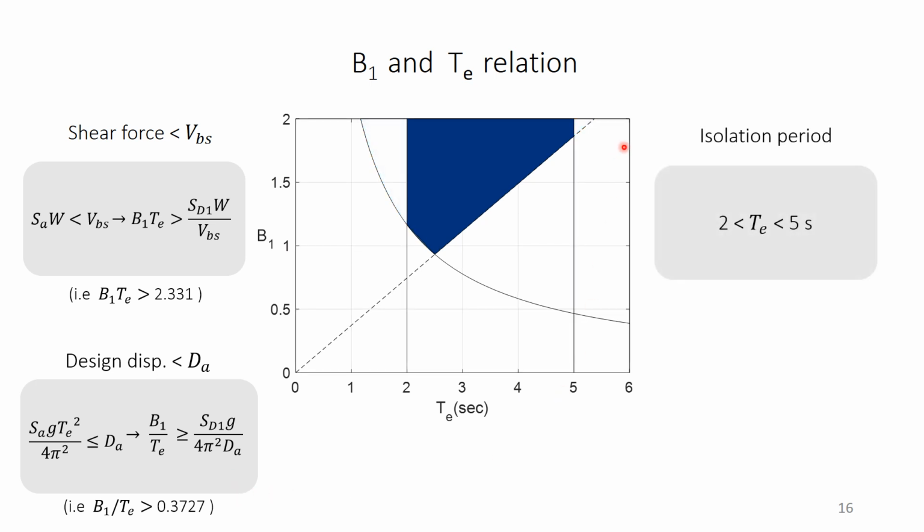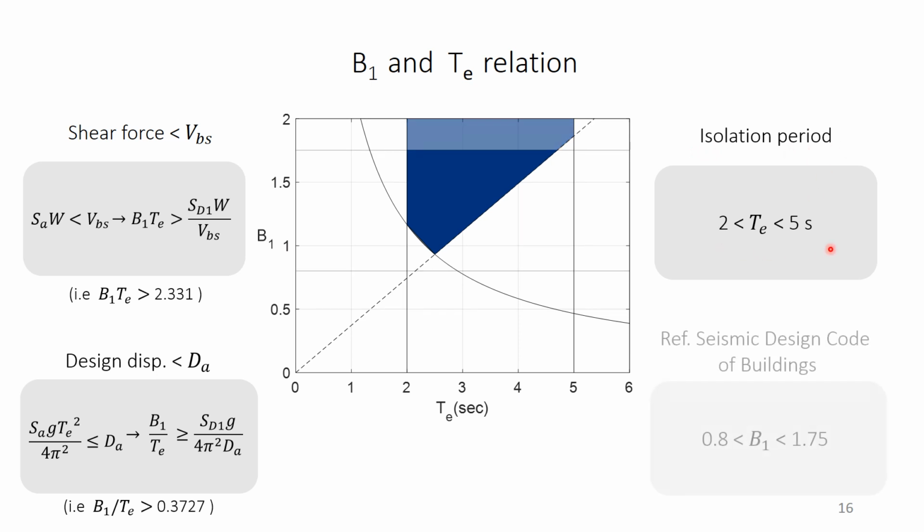And the third one will be the isolation period. It has to be between 2 to 5 seconds. And the fourth one, we know from the seismic design code of buildings that the value of B1 is between 0.8 and 1.75. So by these four conditions, the available range of B1 and TE is determined. And by the points on the boundaries, we can find its corresponding value of zeta.